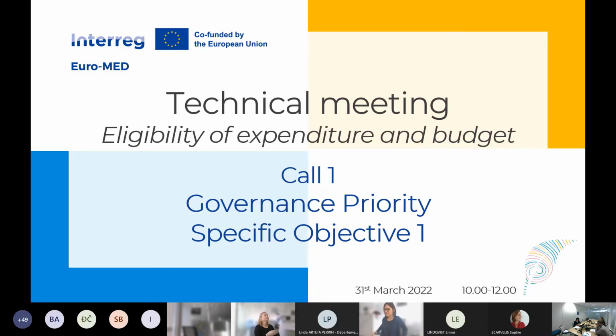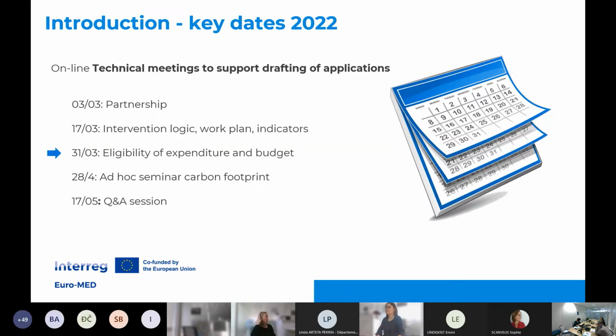Until now, you had the possibility to look at the main aspects of the governance call. We presented the terms of reference, and then the calendar and tools allowing you to prepare your proposal. The two previous technical meetings were about the composition of your partnership, the intervention logic, the preparation of your work plan, and the understanding of the program indicators. Today, we are going to focus on the last point of your new application form that we have not detailed yet, and that will be the budget.